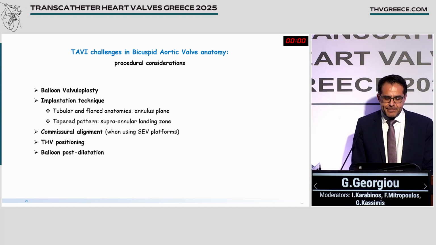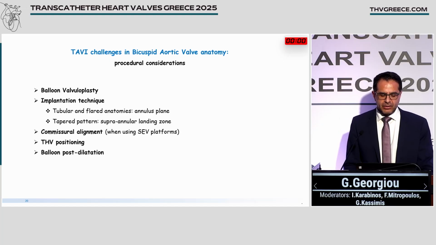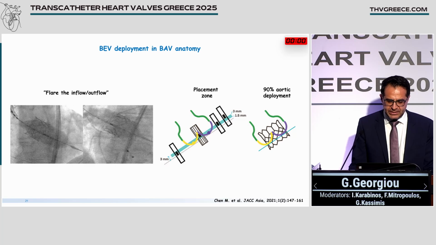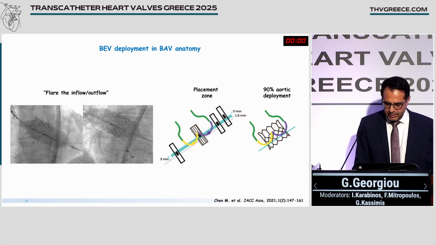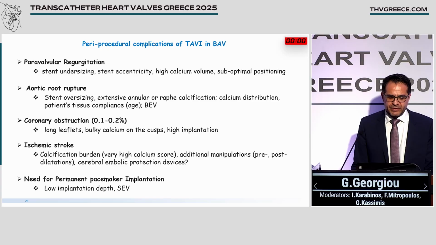Multiple procedural considerations should be taken into account. For example, balloon valvuloplasty is highly recommended, especially in self-expanding valves with the smaller size of the annulus. Implantation technique: the transcatheter heart valve positioning should be higher than normal. Balloon post-dilatation carefully, and commissural alignment, as we have to deal with younger patients. The balloon expandable valve used to be implanted a little bit higher in order to prevent any overhanging of the aortic cusps. And here are the complications of TAVI in bicuspid aortic valve anatomy.